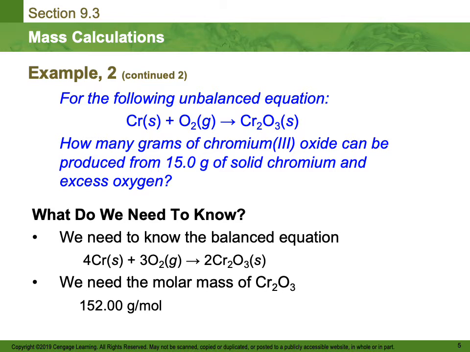The balanced equation is 4 chromium solid plus 3 oxygen gas produce 2 chromium(III) oxide solid. And then using the atomic masses of chromium and oxygen, we calculate the molar mass of chromium(III) oxide. I'm also not going to walk you through that calculation. It's 2 times chromium plus 3 times oxygen, and that comes out to 152 grams per mole.